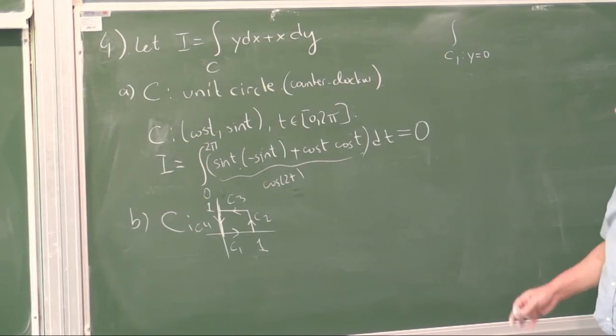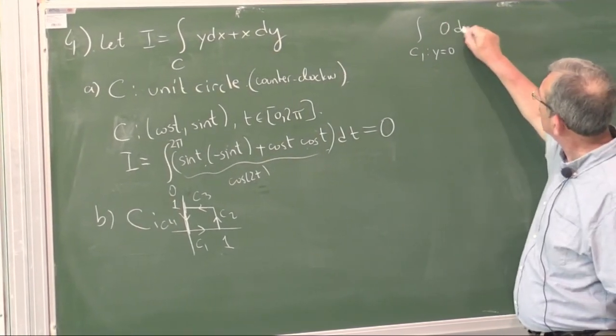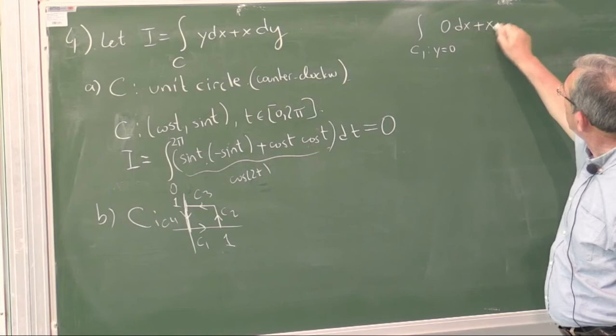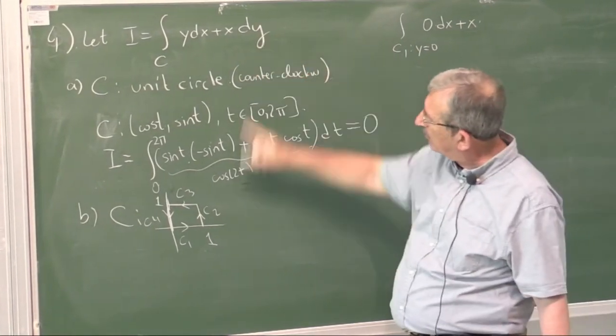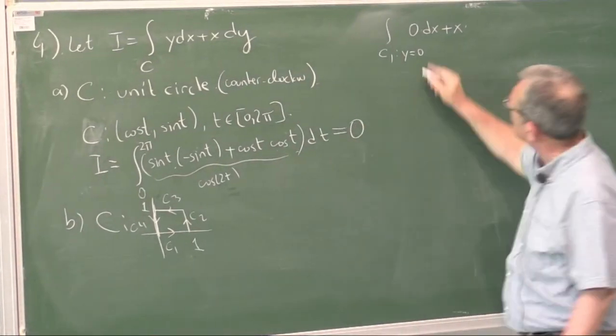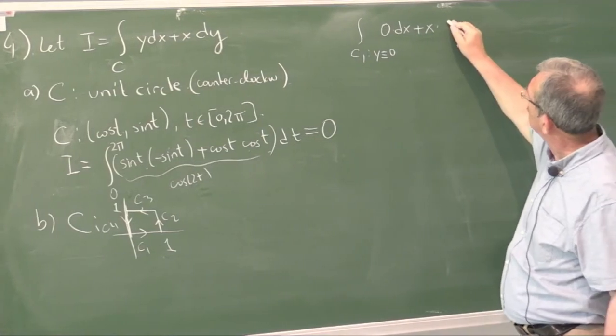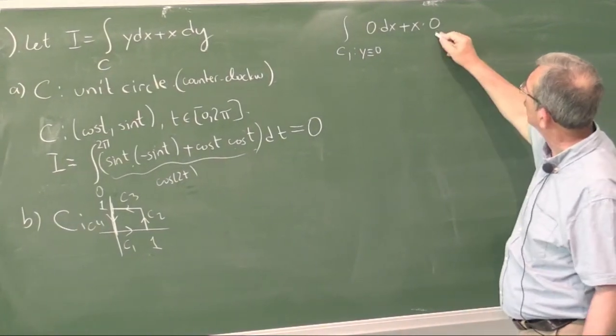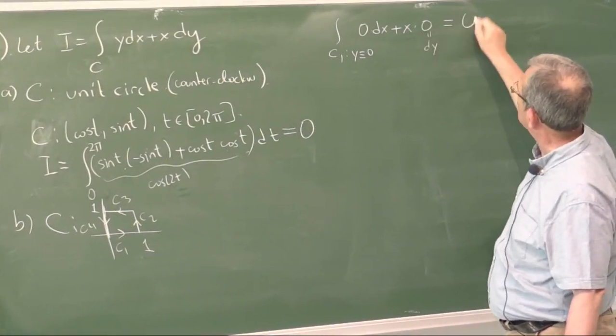Now, when y is 0, you have 0 dx plus x dy. Because y is constant and 0, this time dy is 0. So the integral is 0.